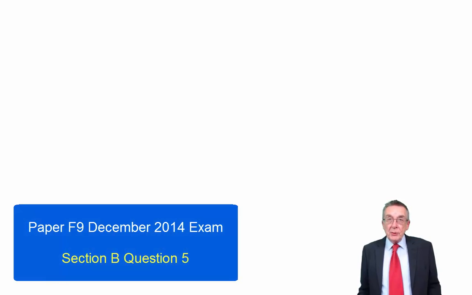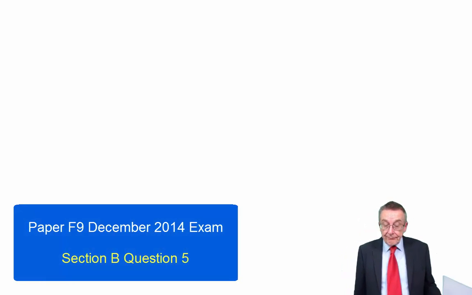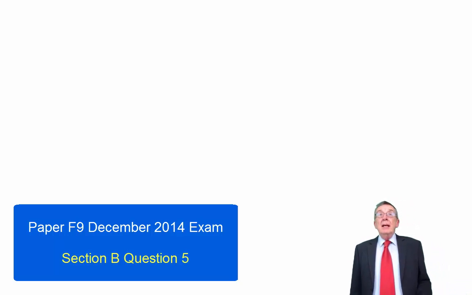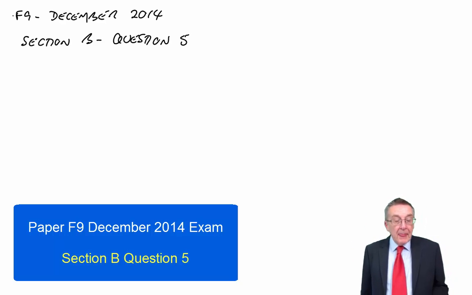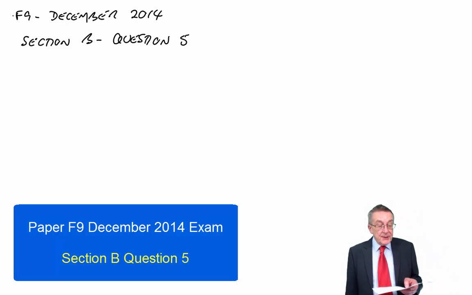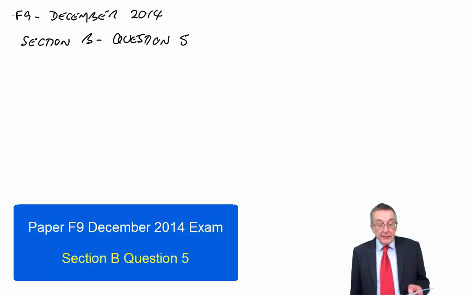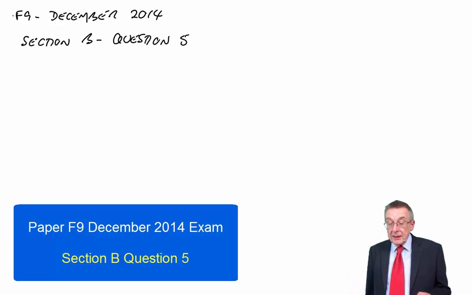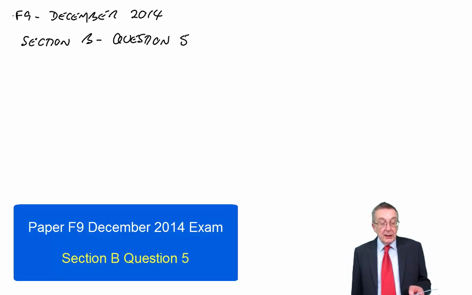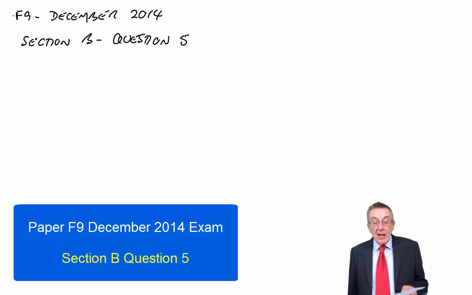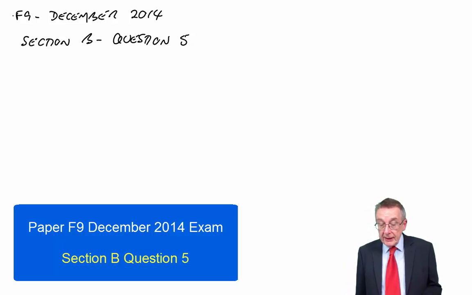All right, let's go through the very last question in section B from the December 2014 paper F9 exam. So let's look at the requirements. Part A for 9 marks. Calculate the market value weighted average cost of capital and the book value weighted average cost of capital of TNAP, and comment briefly on any difference between the two values.